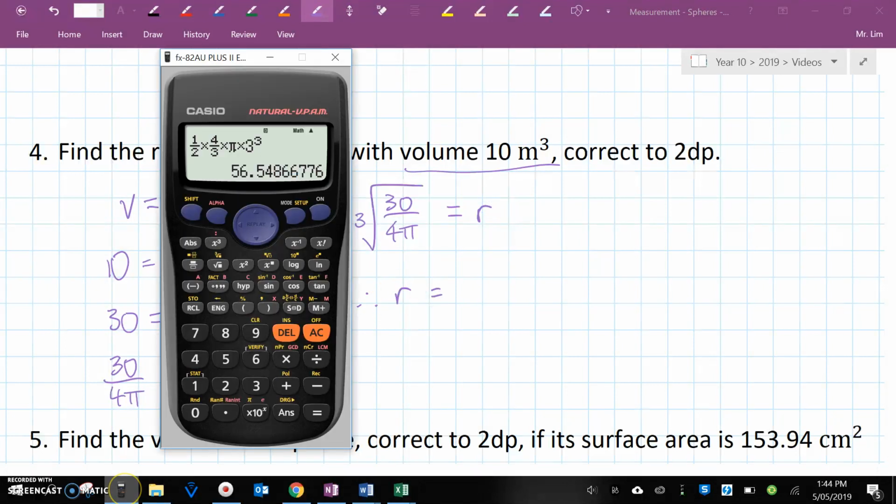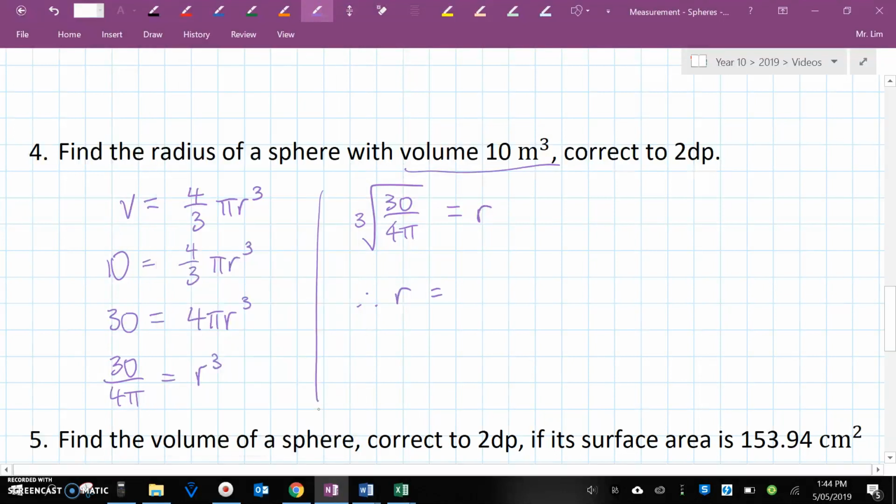Now I can put that into the calculator. The cube root of 30 over 4 pi is equal to 1.34 meters. Okay, it's meters because the radius is a length. It is not area, it is not volume. Therefore, it's not meters squared, it's not meters cubed. It's just meters.